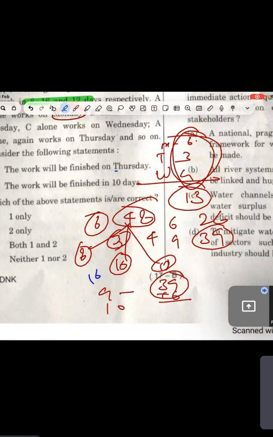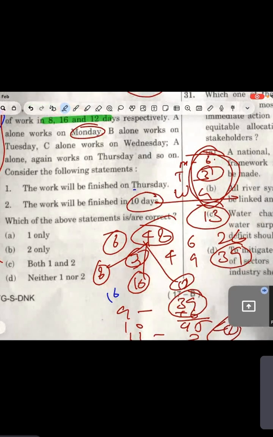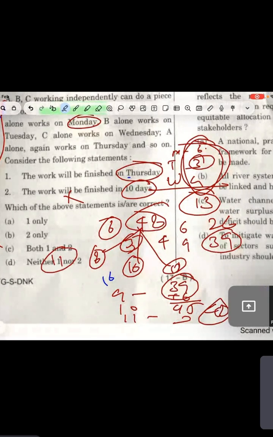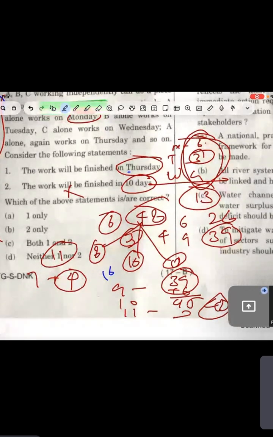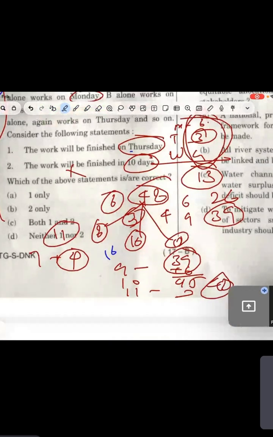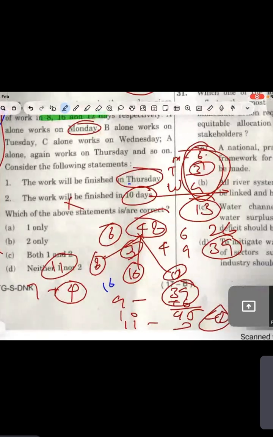So it will become 45. Now on day 11 we will have 3 here. So in 11 days, 51, it will be finished. And the question is saying 10 days. So the second is wrong. Now the work will be finished on Thursday. So guys, total 11 days, so you already know that is 7 plus 4. Since Monday is the start, 4 more: Monday, Tuesday, Wednesday, Thursday. It means the first is right.